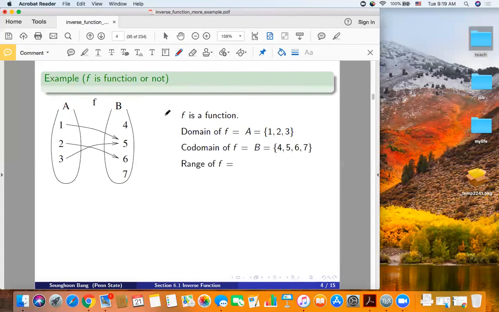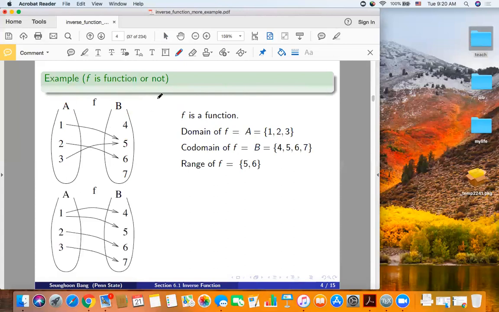What's the range of f? Could you write your answer? Thanks. 5, 6. It's good. Assigned numbers. Yes, 5 and 6 are the range. Thank you, all of you. So next example. Is this a function or not?